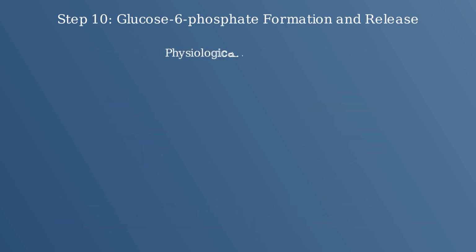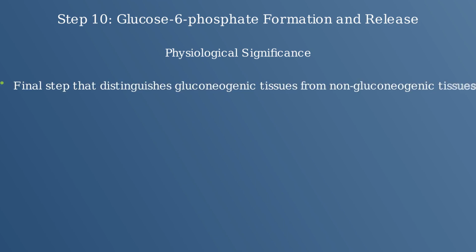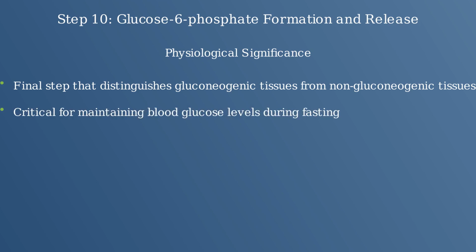The presence of glucose 6-phosphatase represents the final regulatory checkpoint in gluconeogenesis and has significant physiological importance. This enzyme is what distinguishes gluconeogenic tissues from non-gluconeogenic tissues. It's the final barrier that determines which organs can contribute glucose to the bloodstream.